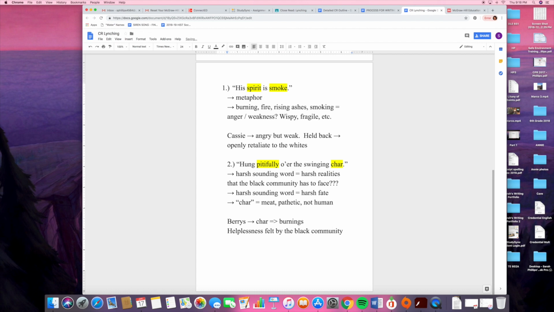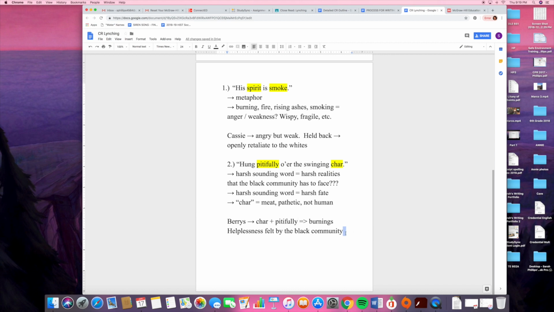I think to think of a body as a swinging char, and hung pitifully, that means it's like to give it pity. It's so sad, okay? I'm going to also add char plus pitifully equals helplessness and burning. I think this speaks to how the people feel when they talk about Sam Barry's death. They're all kind of upset about it, but they can't do anything. And it's just a horrible thing.